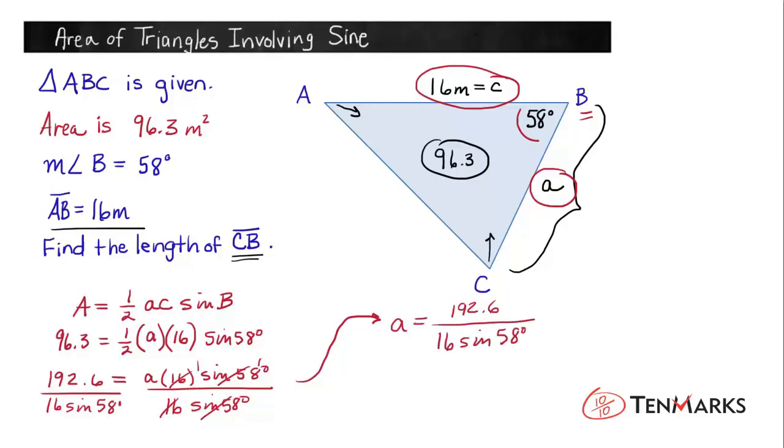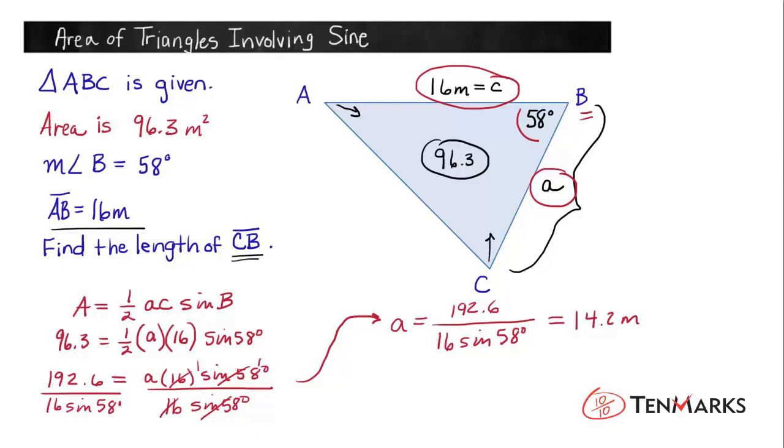For the last step, you'll want to put this in your calculator and get an approximation. The length of side A is going to be about 14.2 meters. Hopefully you're trying this along with me, because the most common mistake in this whole problem is simply to do the division step wrong at the end.